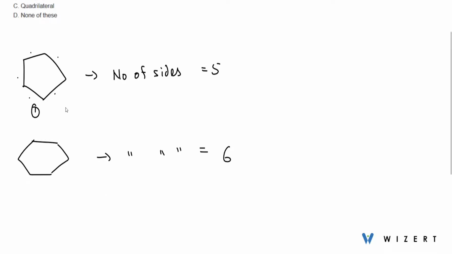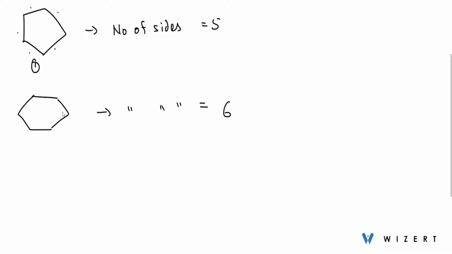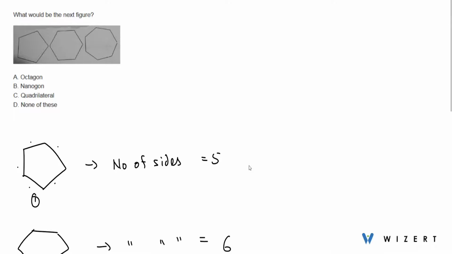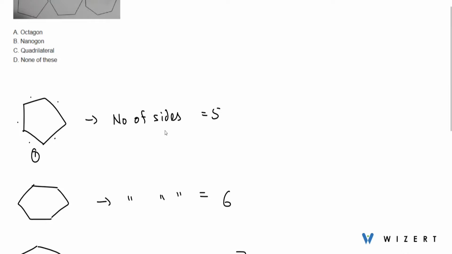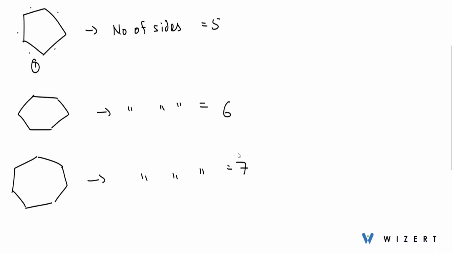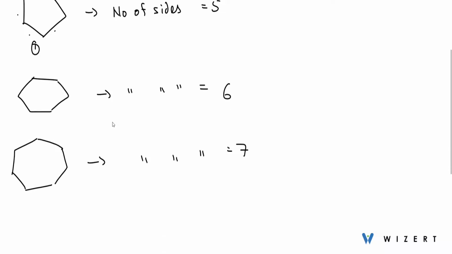Similarly, the third figure which we have, let's see the figure first. Okay, so the figure is somewhat of this type: 3, 4, 5, 6 and 7. As you can see, the number of sides of this figure is equal to 7. So it's quite obvious that the next figure is going to have 8 sides. First figure having 5 sides, second 6, third 7, and then the fourth figure will have 8 sides.